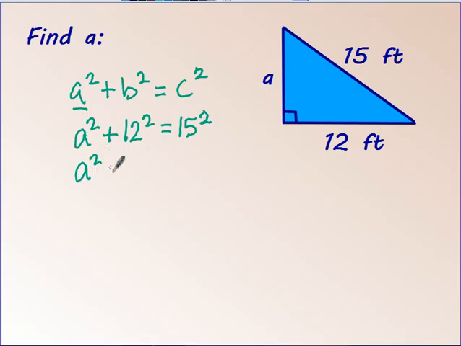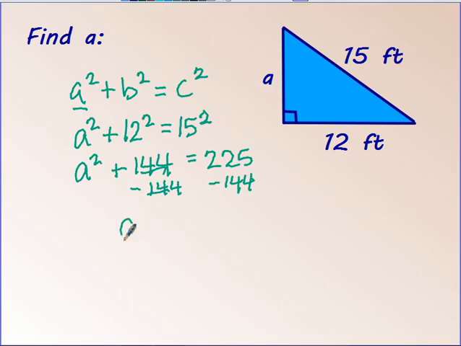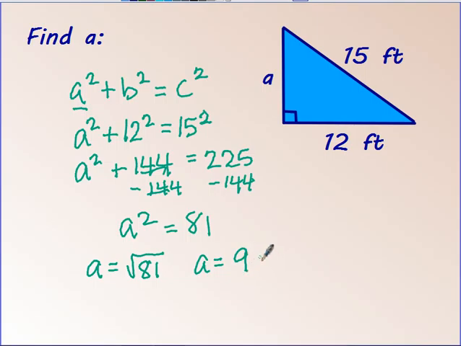I have A squared plus 144 equals 225. Subtracting 144 from both sides gives me A squared is equal to 81. This means that a number times itself equals 81. That also means that A has to be the square root of 81. So A is 9. The missing side length A has to be 9 feet long.